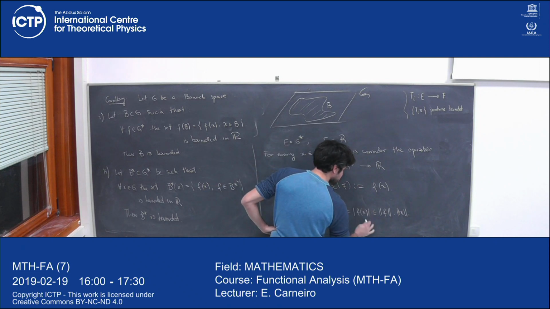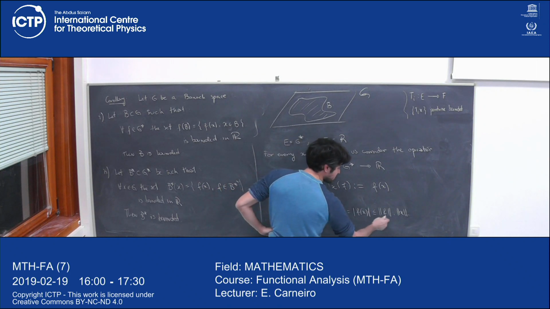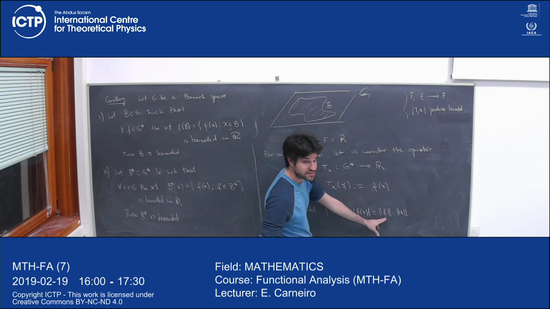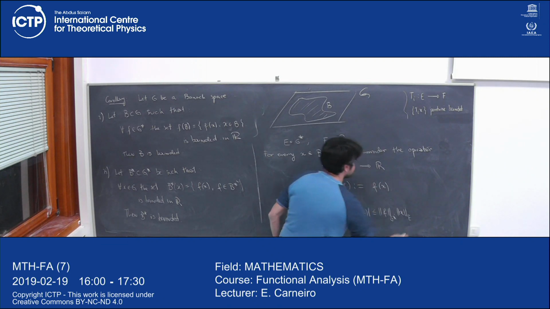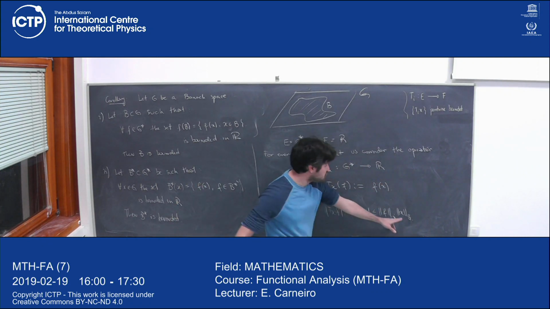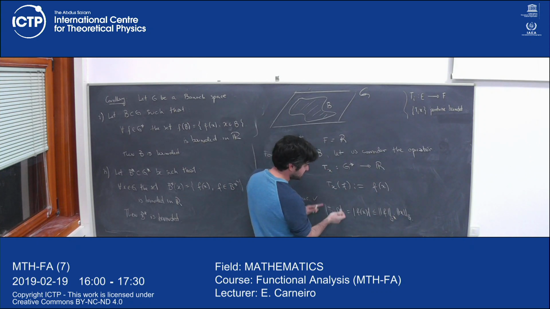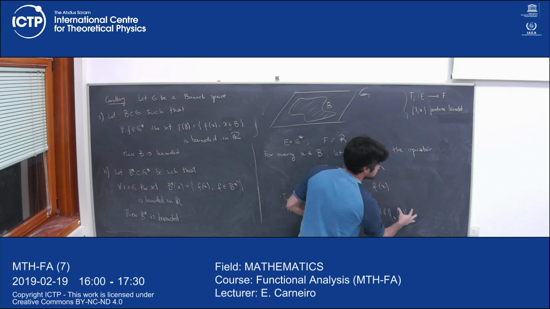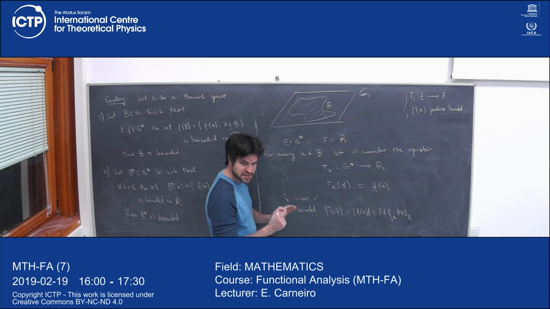So this is just a number. |Tx(f)| is less than or equal to the norm of f in G star times the norm of x in G. So for fixed x, this operator takes a function and sends it to something less than this number times the norm of the function. So this is a bounded operator. So this operator Tx, for each fixed x, is linear and bounded.